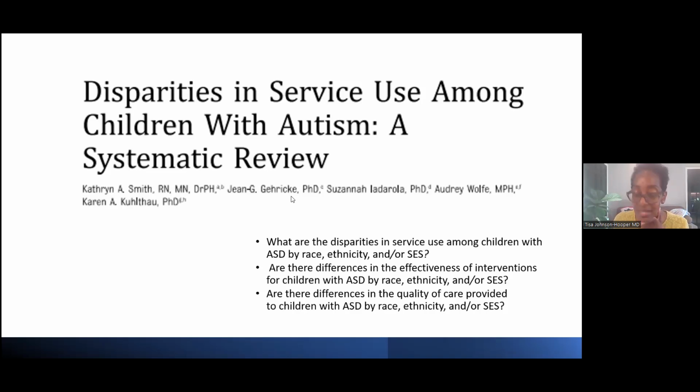The authors did not find any articles which addressed their second question, and as such, they could not really comment on the differences in intervention effectiveness based on race, ethnicity, and socioeconomic status. For the last question, several studies they reviewed revealed disparities such that African American and Hispanic families and those from low-income households reported lower quality of care. The authors called out the limitation of the study being that there was a really limited body of literature on this topic specifically.